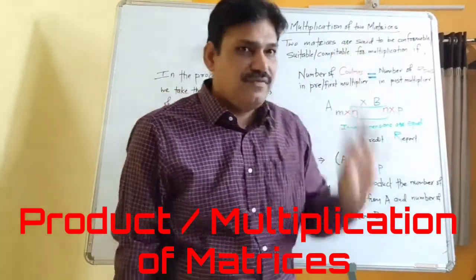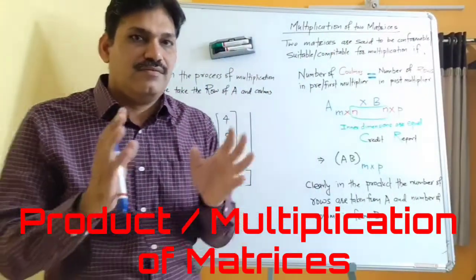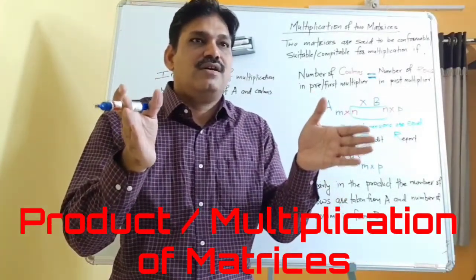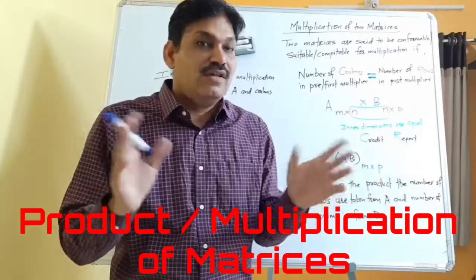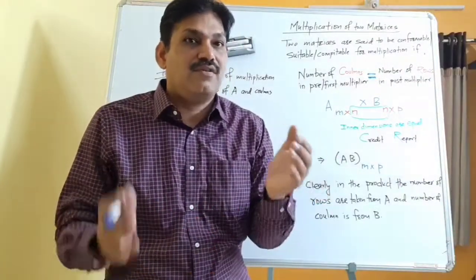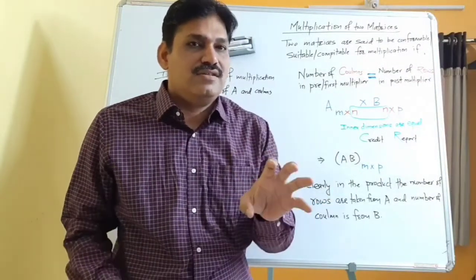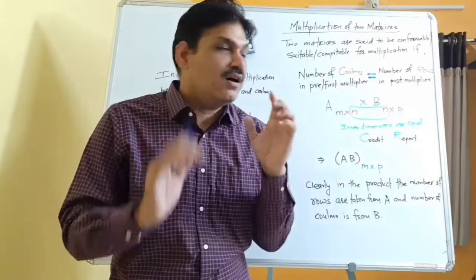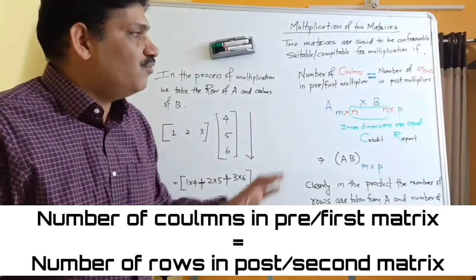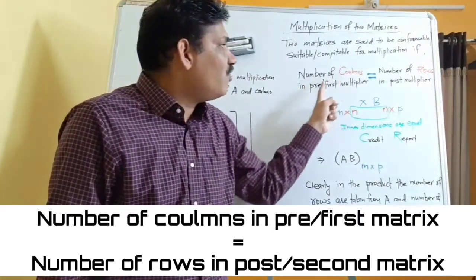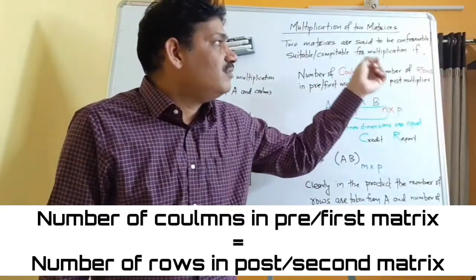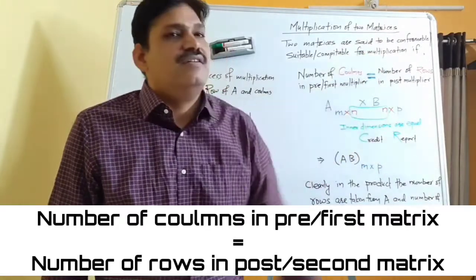Matrices are said to be conformable. That means first we are to confirm whether the given two matrices can be multiplied or not. That is, are they conformable or suitable or compatible for multiplication? To check this, what we check is that the number of columns in the first multiplier must be equal to the number of rows in the post multiplier, that is, the second multiplier.